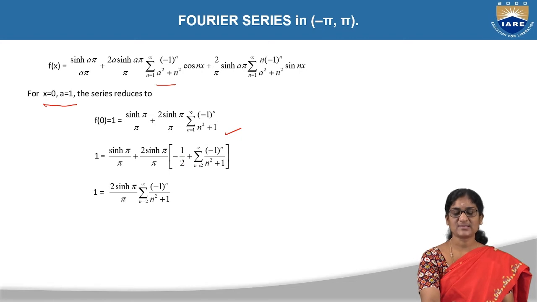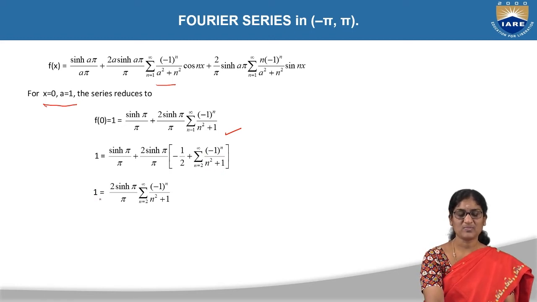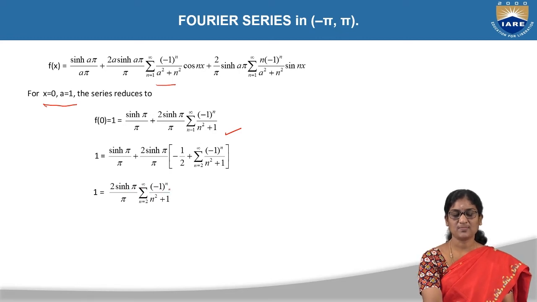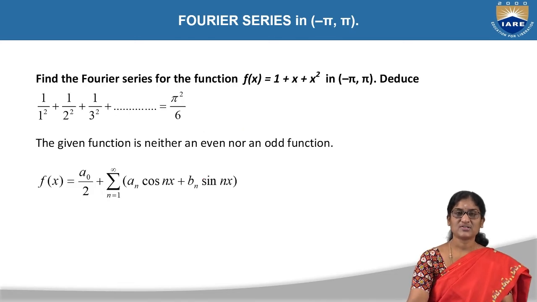Therefore, 1 can be written as 2 sinh π by π summation (−1)^n by (n² plus 1). So this is the Fourier series for the function e^(−ax). So let us see one more example.